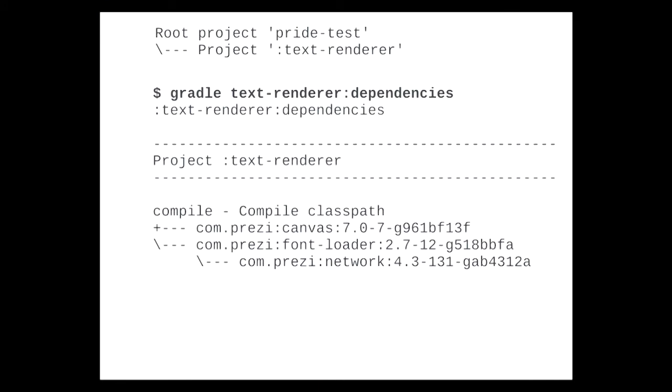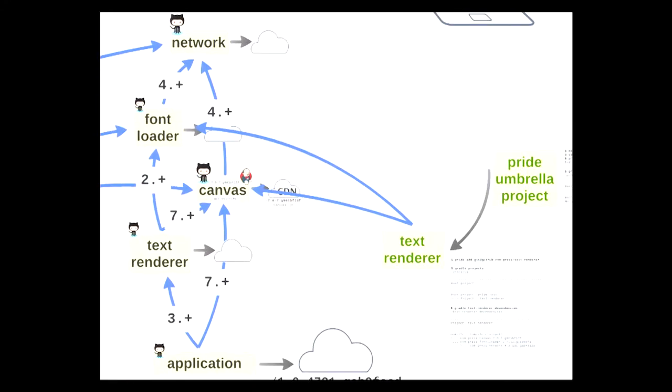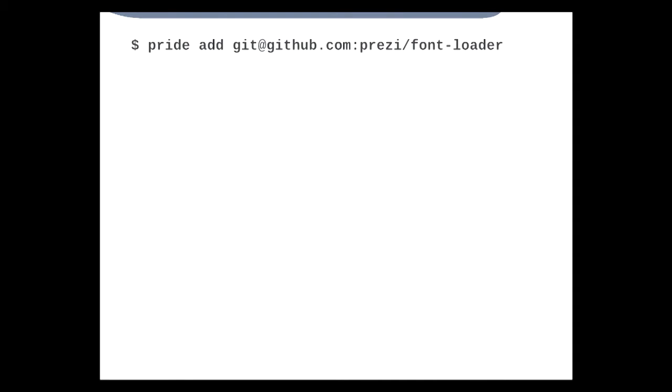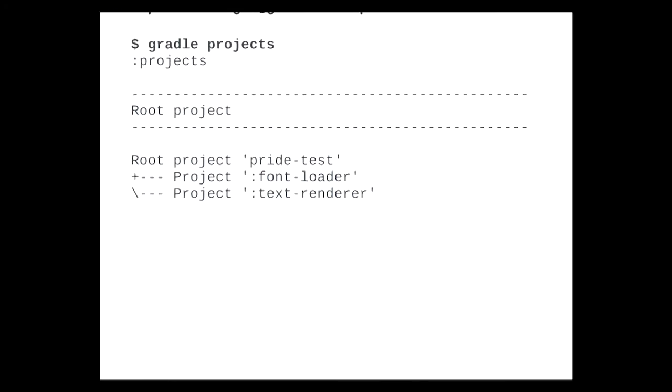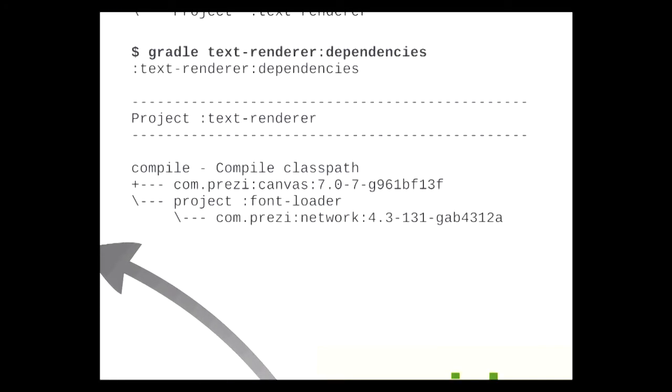And if you look at the dependencies, you can see that all three of them are external dependencies pointing to Artifactory, basically. Okay, nothing really cool about this, but as soon as you add the font loader itself, you're going to end up with this. Let me show you how. You just go and add the font loader project, and of course you have now two projects inside the Pride, and this is the important bit: font loader has become a project dependency.